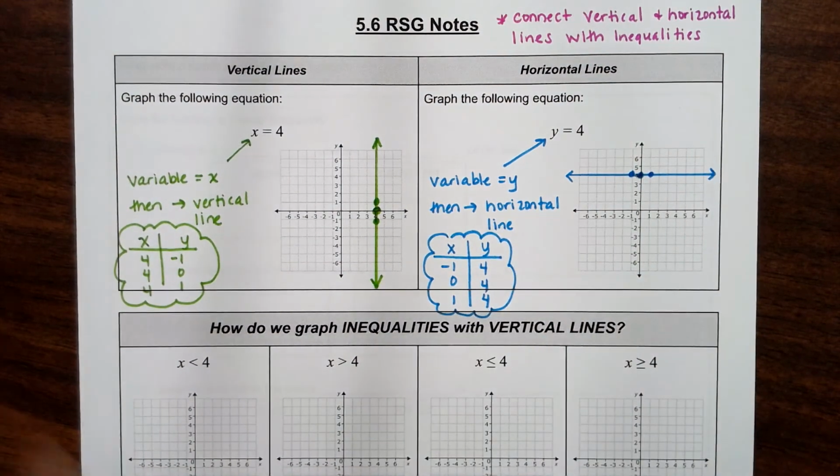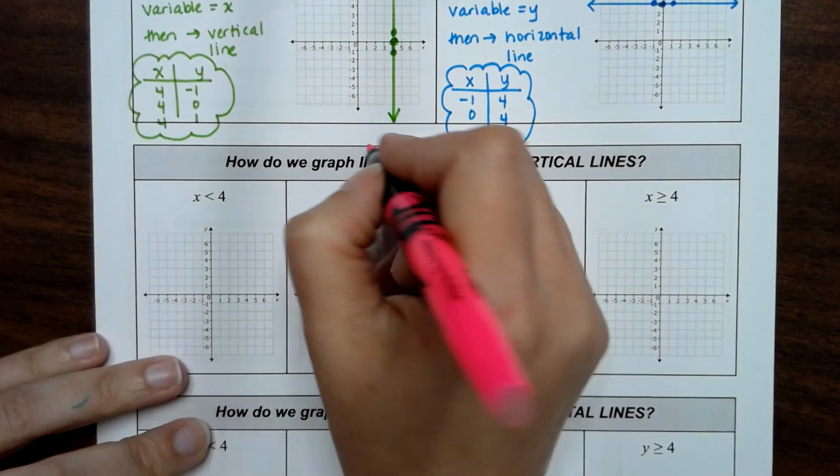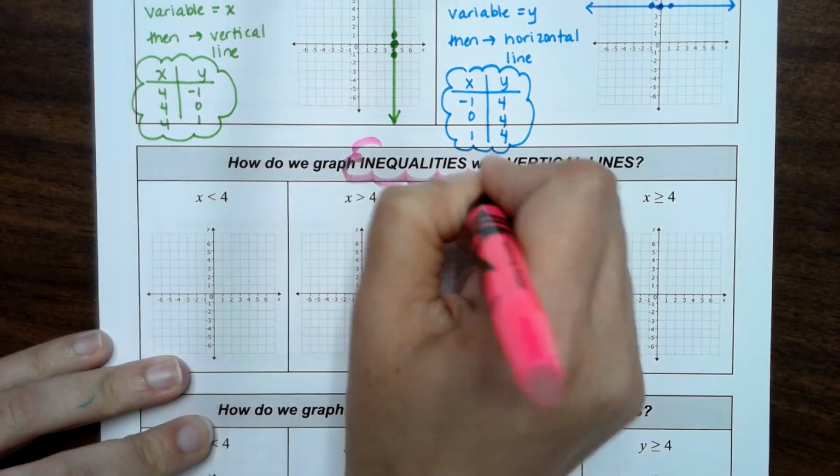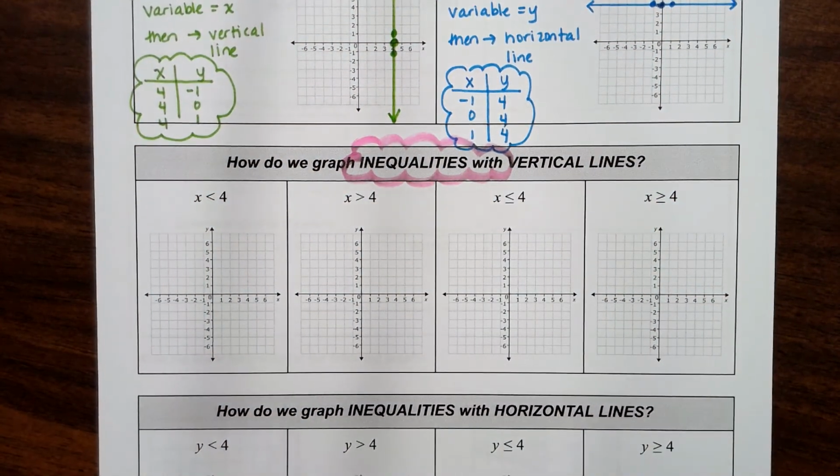So our question of the day is, how do we graph inequalities with vertical lines? We're going to graph several vertical lines in a row, and what we're going to focus on now is how does having an inequality instead of an equal to change the way we make the graph?